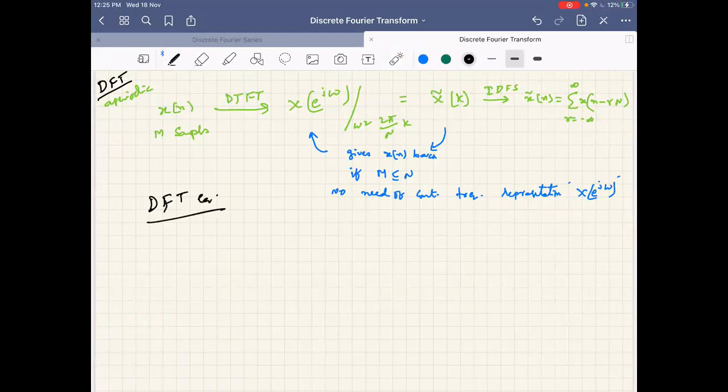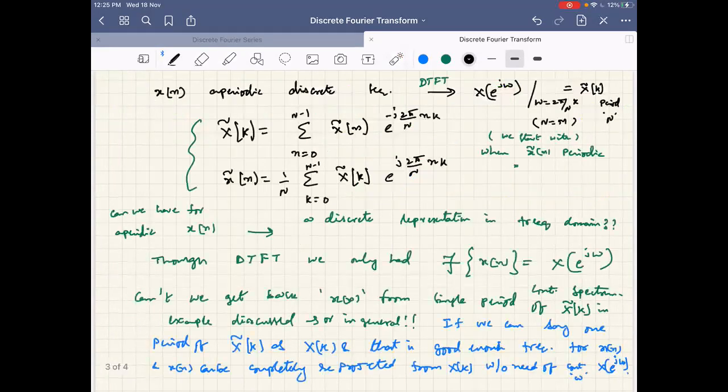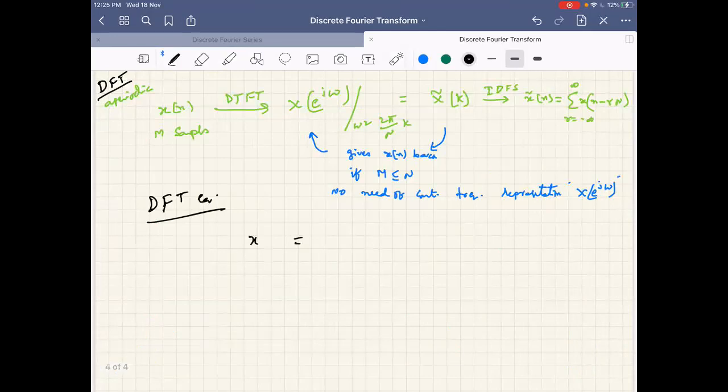So how do they look now? We have now assumed that the sequence is obtained already, only one period of x of n. It's a periodic sequence, so we actually have a periodic x of n, and then the same basis functions we use, and n is equal to 0 to n minus 1. Let this sequence length itself now be n.